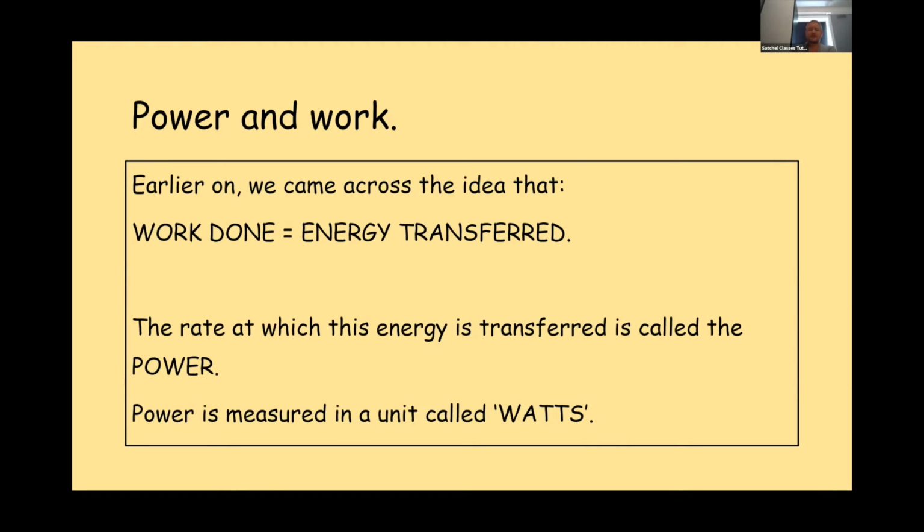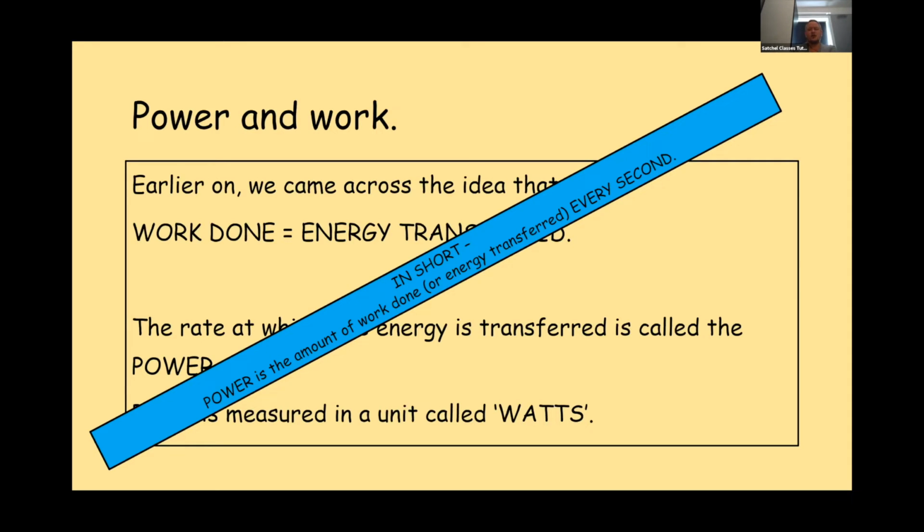Power is measured in a unit called watts. You may have seen this before on the rating for a light bulb packet, for example. Old style light bulbs used to be measured in 40, 60 and 100 watt bulbs. The newer style ones tend to be 9 and I think 11 and 15. In short, power is the amount of work done or energy transferred every second, and it's measured in watts.